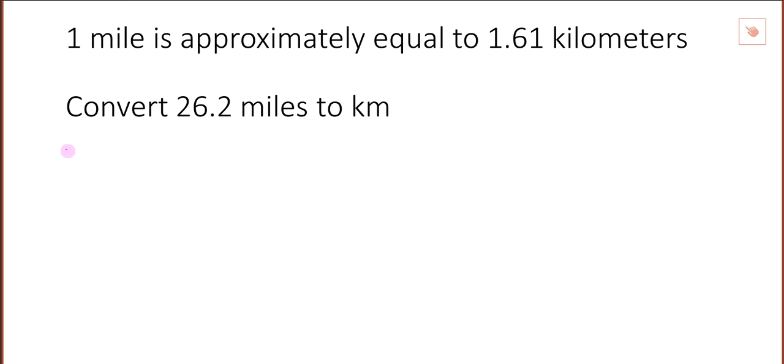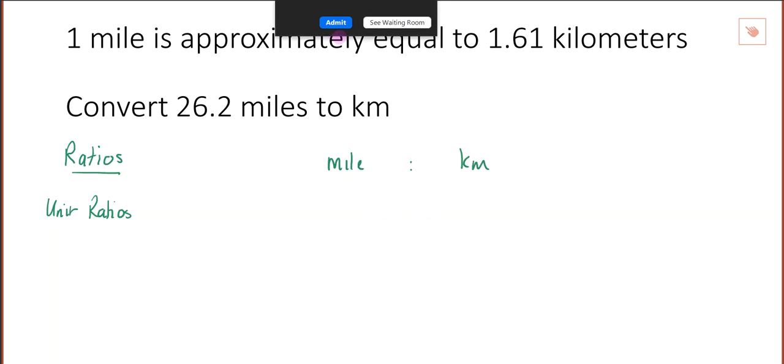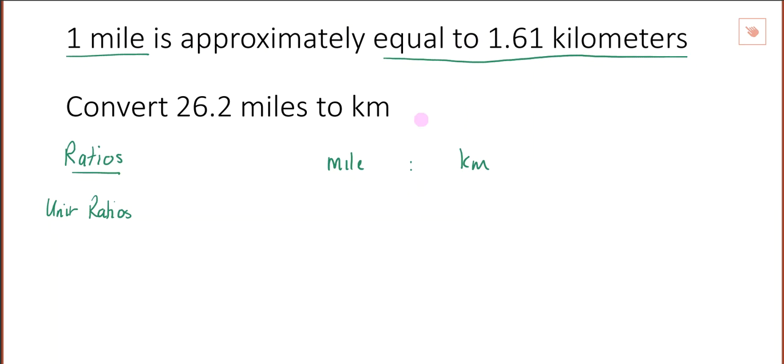So we've been working on ratios, haven't we? And unit ratios. So I should have written a ratio which would be to do with miles and kilometers, and I can write this 1 is equal to 1.61 kilometers, so I can put 1 to 1.61. Is that what you guys did?